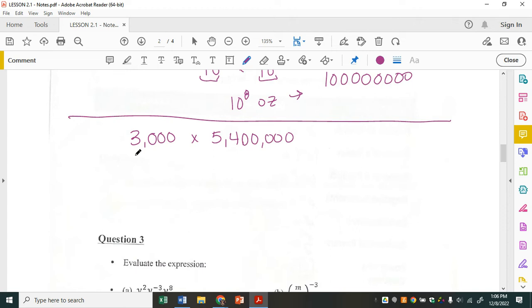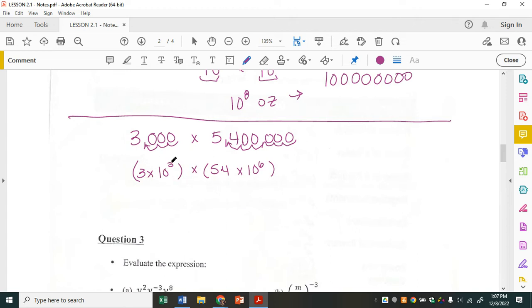Okay. 3,000 written as scientific notation is 3 times 10 to the third. 1, 2, 3, right? So 10 to the third. So let's see. 5,400,000 is, we have to write it as 5.4 times 10, and then we count 3, 4, 5, 6.